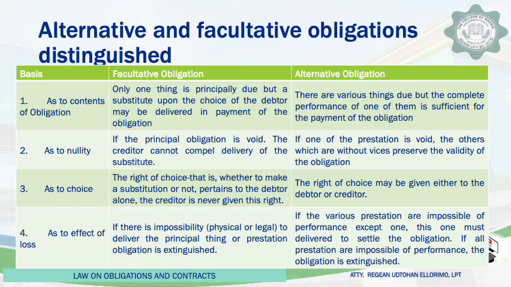As to choice, take note that in facultative, the right of choice, that is whether to make a substitution or not, pertains to the debtor alone. The creditor is never given this right. But in alternative obligation, the right of choice may be given either to the debtor or the creditor if they agree. As to the effect of loss, in facultative, if there is impossibility, physical or legal, to deliver the principal thing or prestation, the obligation is extinguished. While in alternative obligation, if the various prestations are impossible to perform except one, this one must be delivered to settle the obligation. If all prestations are impossible to perform, the obligation is extinguished.